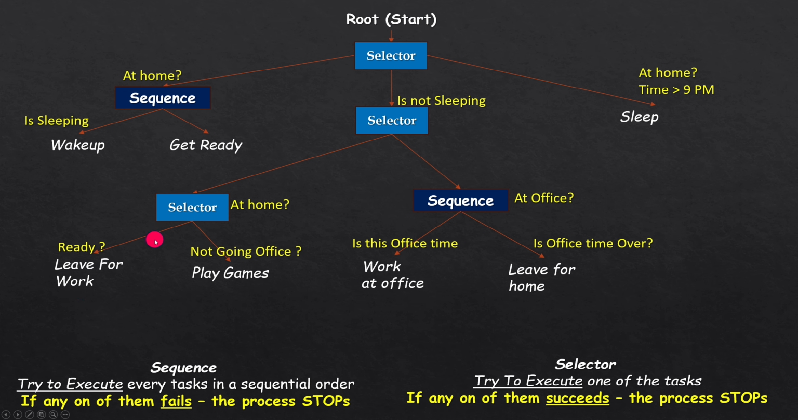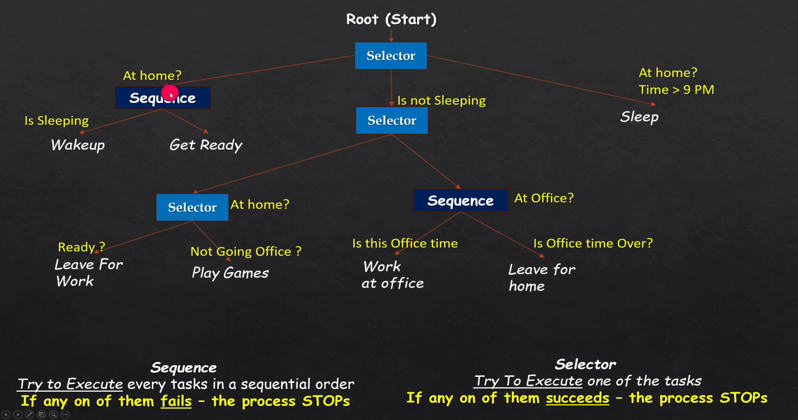This will give a true signal. Selector will stop because it got one successful. It will go back to this selector. I am successful. So this selector will say, okay, I got a success, so I will go back. And this will say to this selector, I am successful because one of my child is successful. So I'll go back and this selector will go back to root. Now root will run again to selector. Then it will go here.